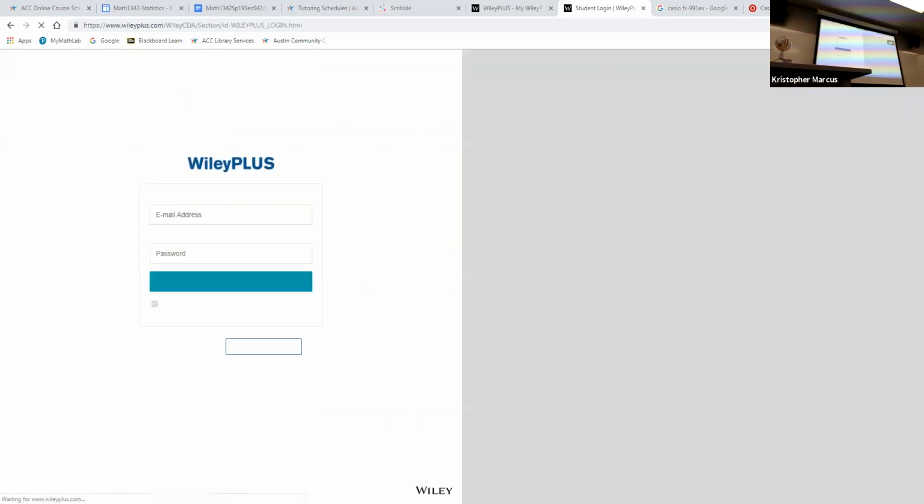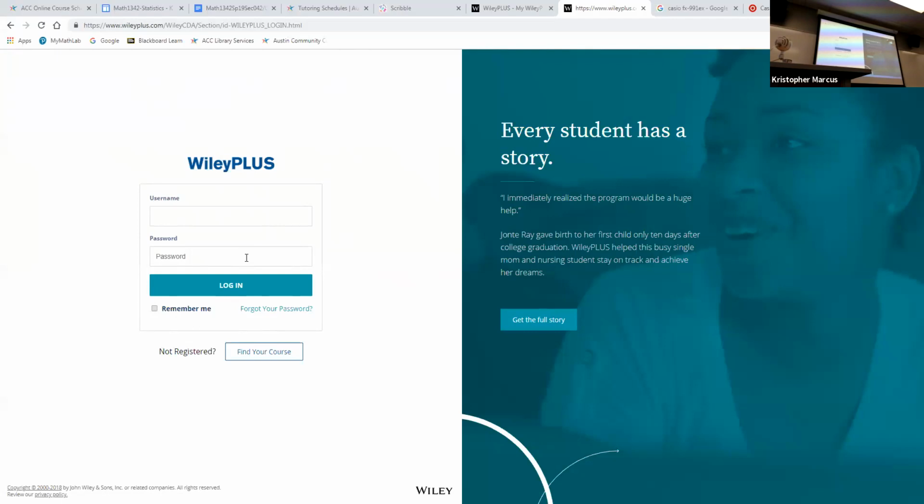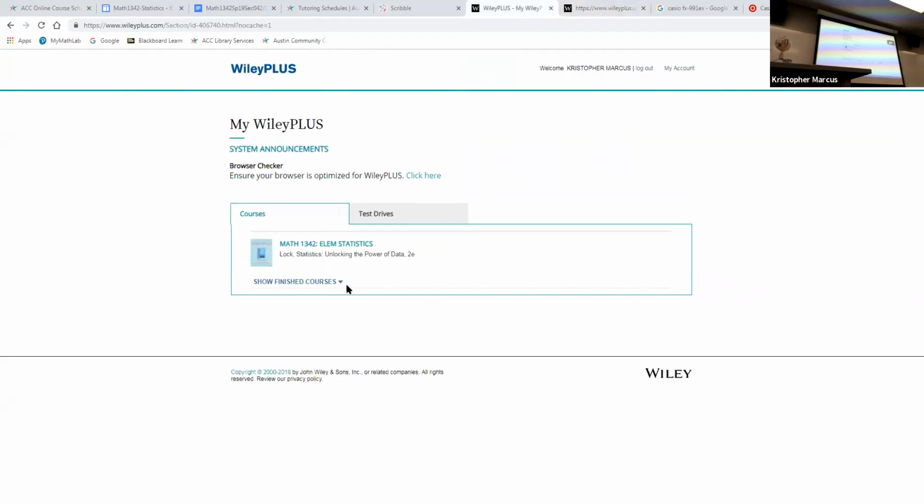When you log in, you'll use your email account that you registered with and your password. When you go in, it'll look something like this.